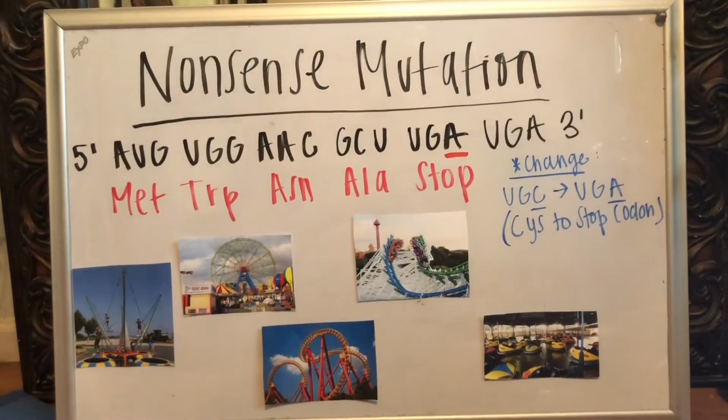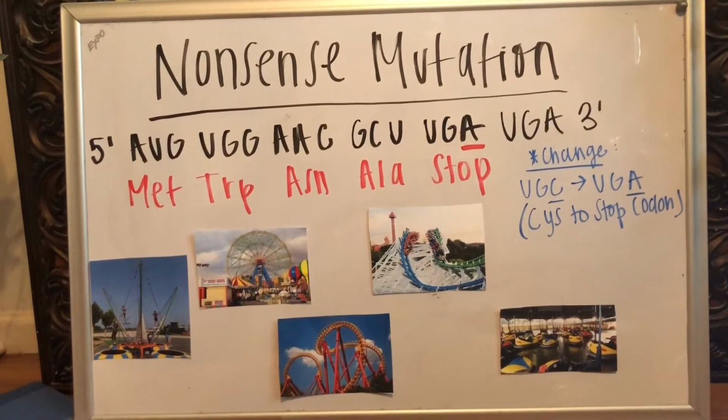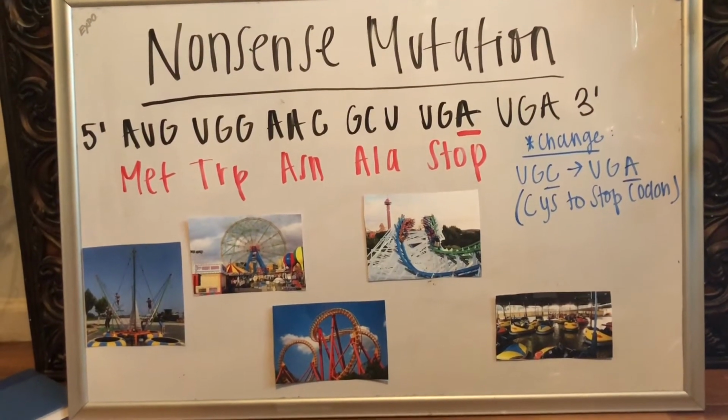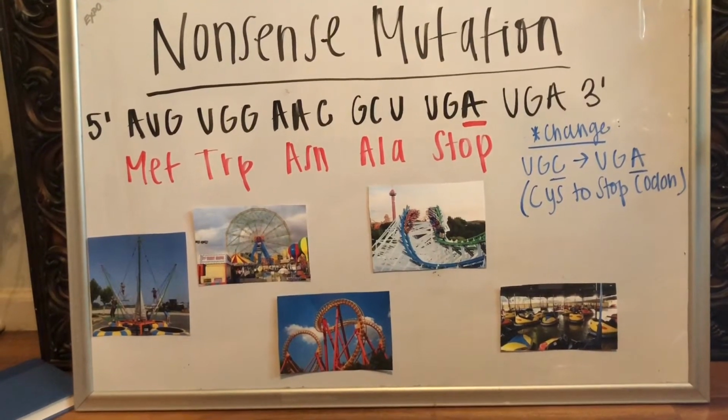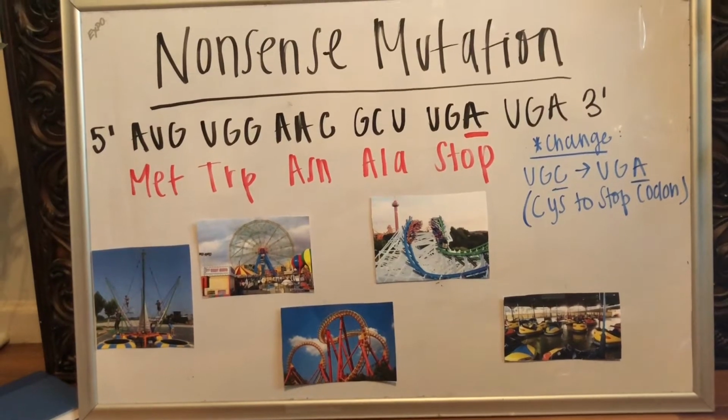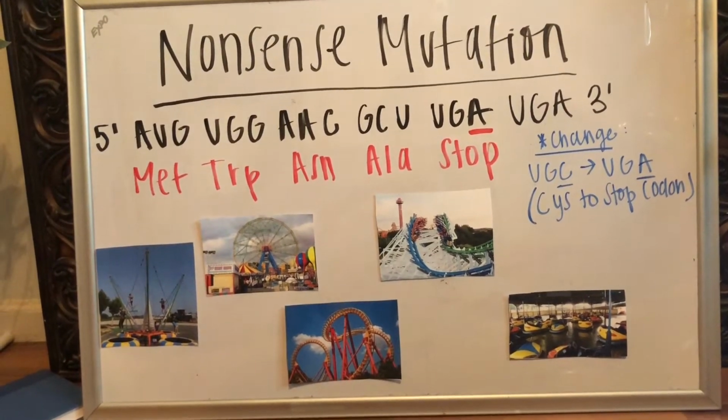A nonsense mutation occurs when a single nucleotide is substituted and changed so that it reads as a stop codon instead of a regular amino acid. The typical stop codon is placed at the end of an mRNA sequence. However, if placed at any other point, then the amino acid would prematurely terminate as the correct protein would not be produced.